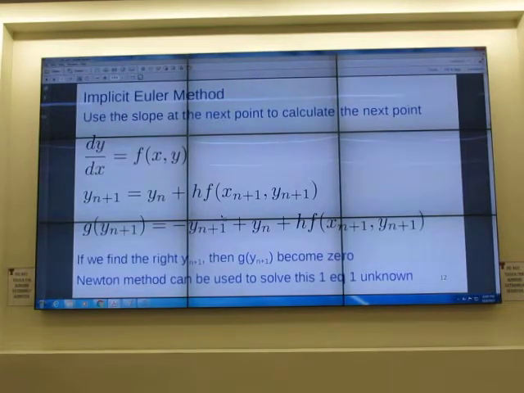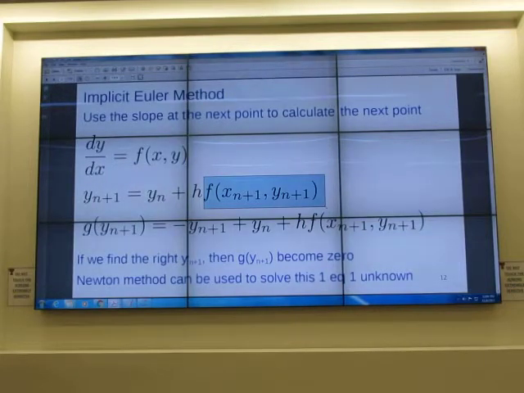For implicit Euler method, we use slope at the next point to get the value at the next point. But if we don't know the next point, how do we get the slope at the next point? Look at the formula. It looks the same. This part is the same. This part is the same. This part is very similar, except the slope, it is defined at next point, xn plus 1 and yn plus 1, right?